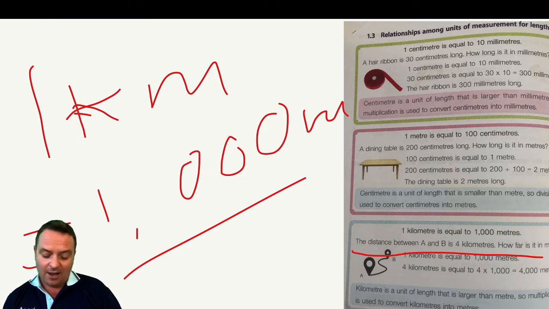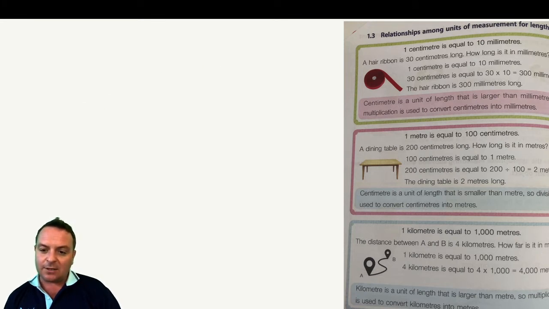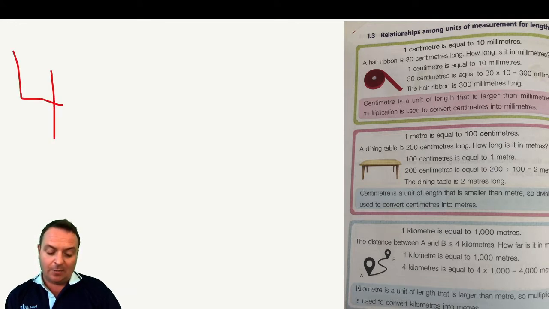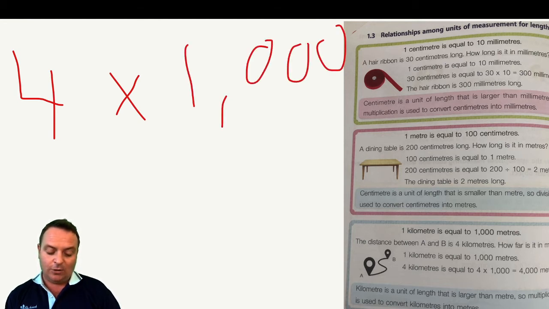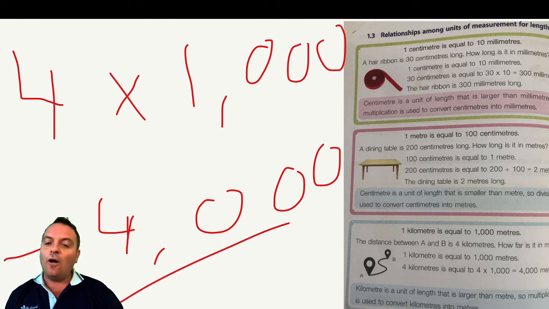Okay, so the distance between A and B is 4 kilometers. How far is that in meters? Well, let's have a look. 1 kilometer equals 1,000 meters. So 4 kilometers is going to be 4 multiplied by 1,000 equals 4,000. Yes, very good, Mr. Gunn, I can hear you. 4,000 meters.